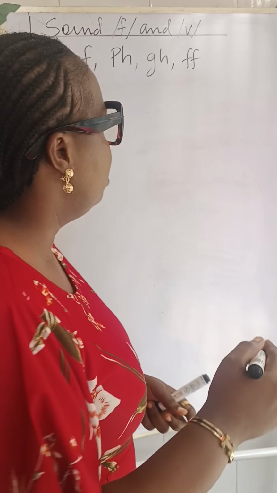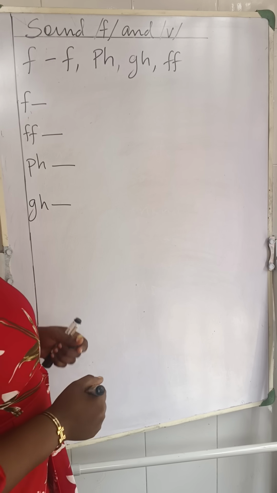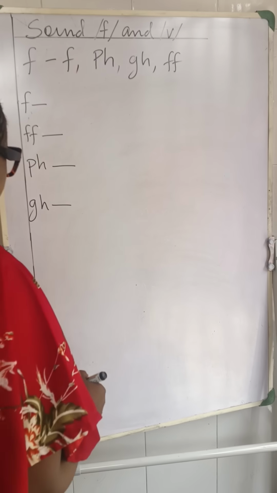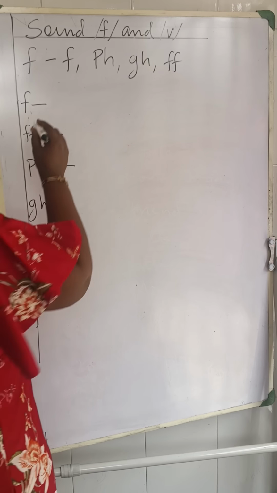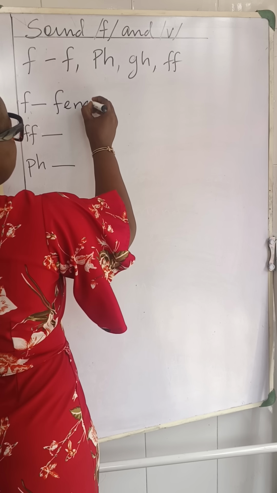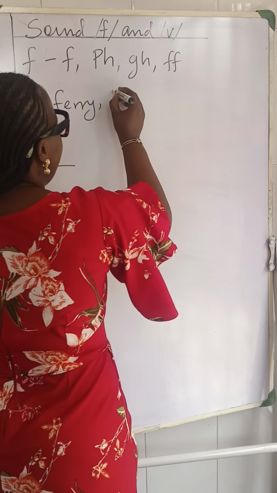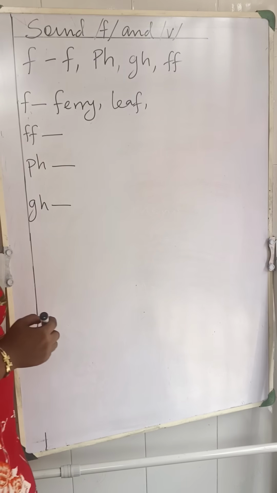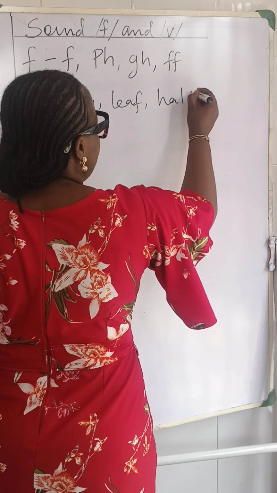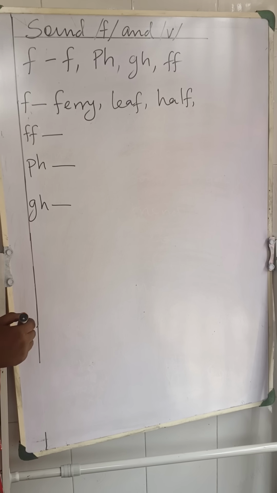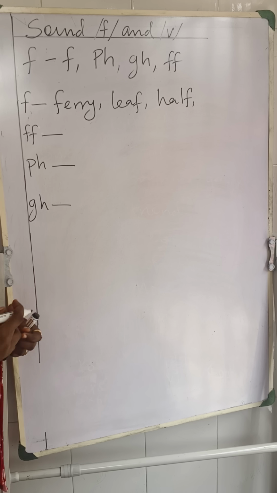So now let's look at the examples. Let's expatiate on them. We have the F. Words with F. We can start with ferry. Remember that this F can also be at the end. We have leaf, and we can also have words like half. We have ferry, leaf, fast, and so on.